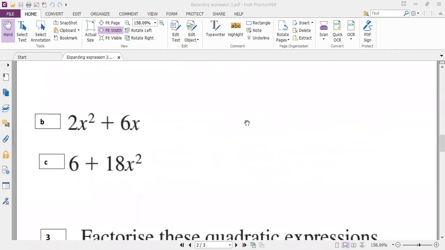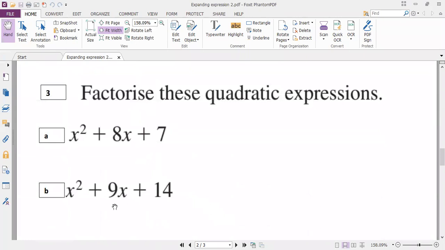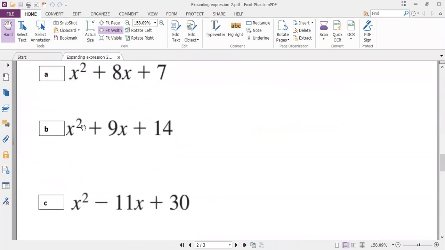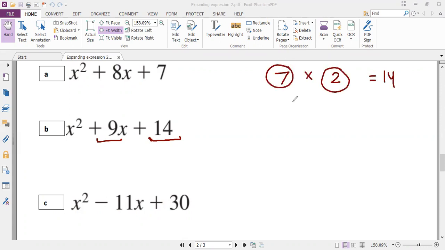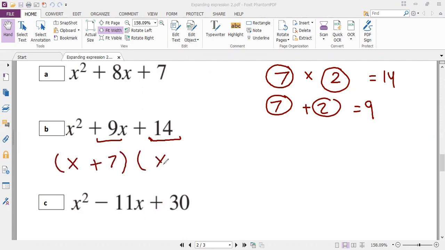Let's try some examples. I want to factorize x squared plus 9x plus 14. So we are searching for two numbers, the product 14 and their sum 9. So it's 7 and 2. When multiplying them, 7 times 2 is 14. And when adding them, 7 plus 2, it's 9. So we will write x plus 7 and x plus 2.